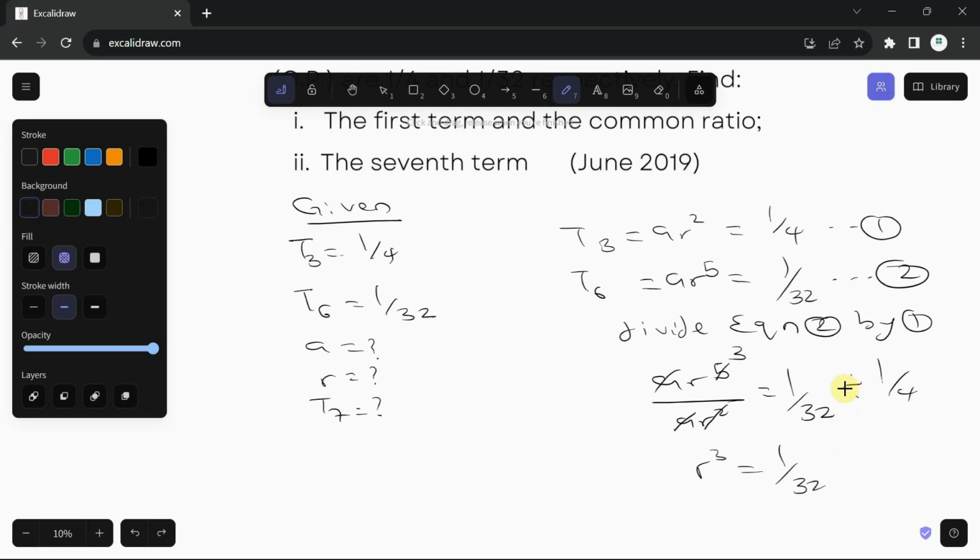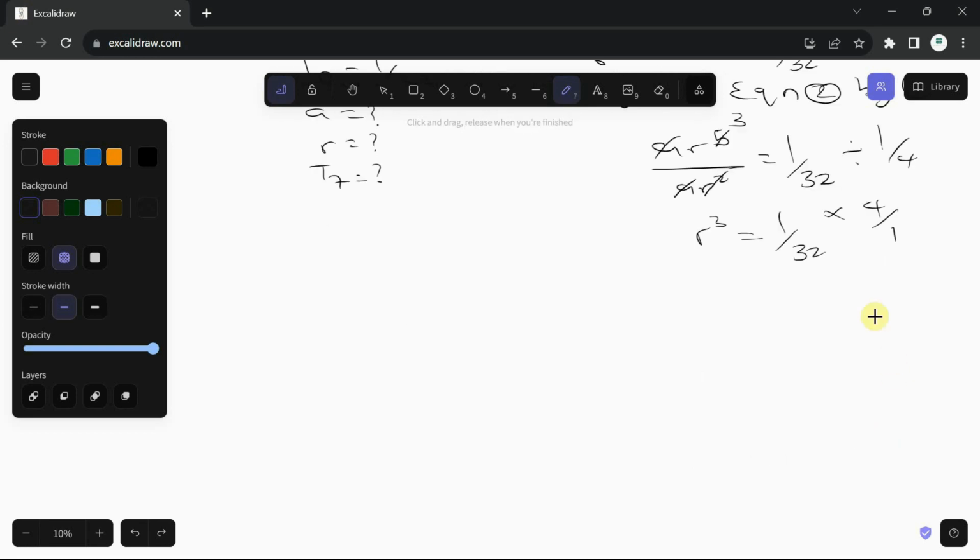This division, I can turn it to multiplication and say times 4/1, right? If that is the case, I can also divide and say this 4 here 1, 4 here 8. So what I have here is R cube is equal to 1/8. So if I want to find R, right, I have to take the cube root of both sides. So if I take the cube root of 1/8, only one thing that I can multiply 3 times will actually give me 1/8. The cube root of 1 is 1, and then the cube root of 8 is 2. So our R is 1/2.